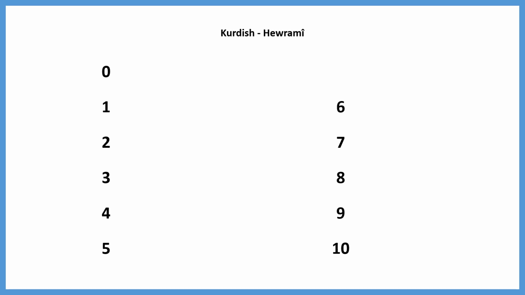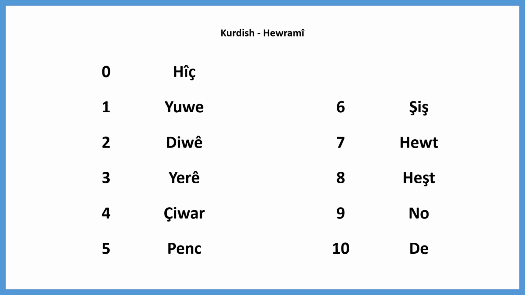So, let's review the numbers that we've looked at. You may pause the video here and see how many you can remember. Welcome back. The numbers from 0 to 10 are Heech, Yuwa, Duer, Yere, Chwar, Panj, Shish, Helt, Hesht, Nor, De.